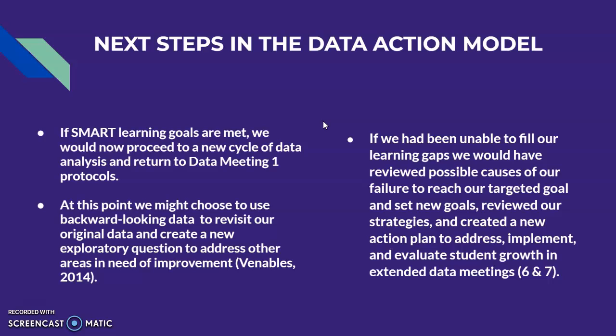If our SMART learning goals are met, we'd proceed to a new cycle of data analysis, return to data meeting 1 protocols, and start over again, maybe focusing on a different exploratory question. But at this point, we might also choose to use backward-looking data to revisit our original data and create new exploratory questions and address other areas in need of improvement. But if we've been unable to fill our learning gaps, we might review possible causes of our failure to reach that targeted goal and set new goals, review strategies, and create new action plans to address, implement and evaluate student growth in extended data meetings like data meeting 6 and 7, according to Venables.